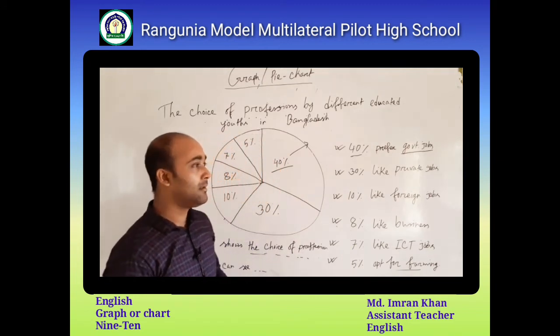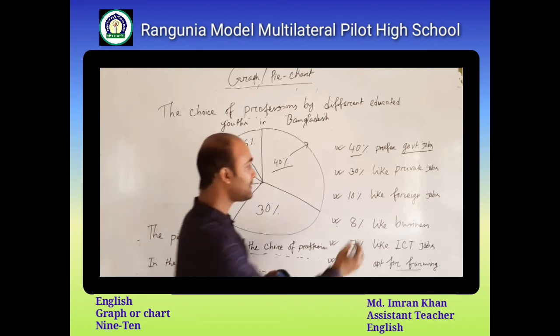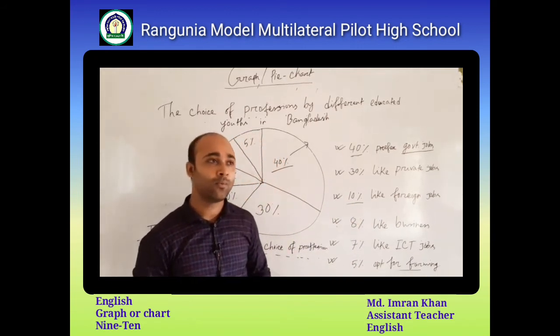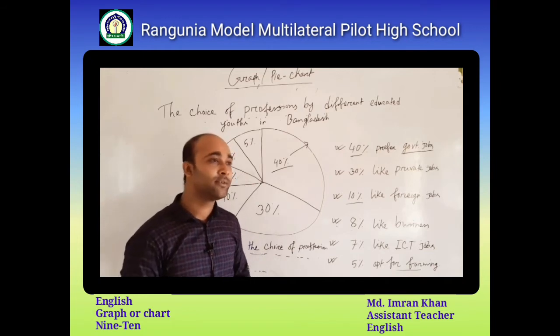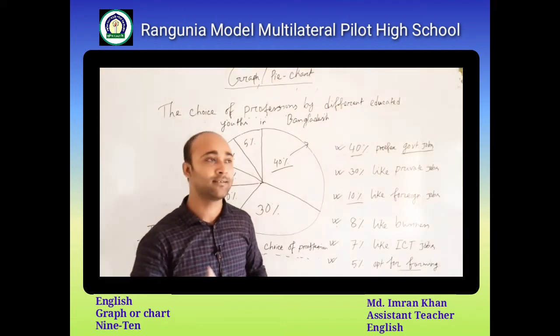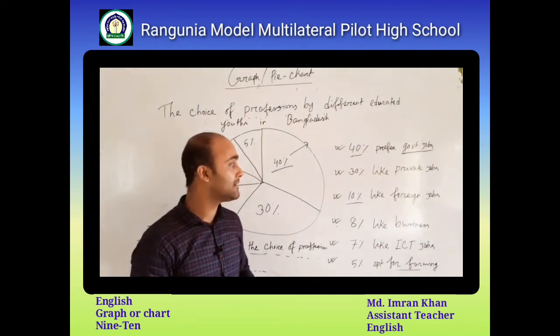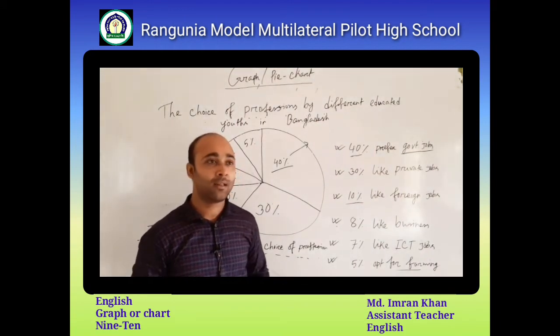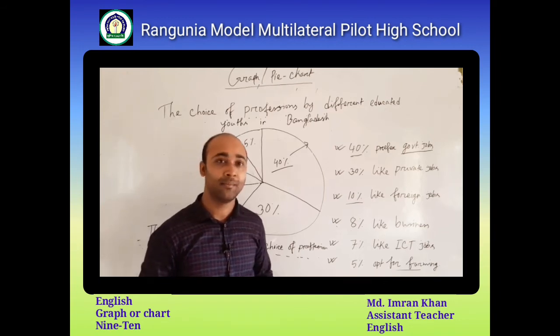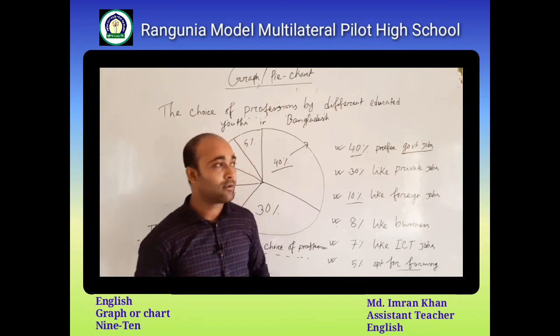Then 10% like a foreign job. Why? The brilliant or meritorious students are usually allured by foreign or developed countries. They like to go abroad and prefer foreign jobs because foreign jobs provide them a better salary, better health conditions and a better life.